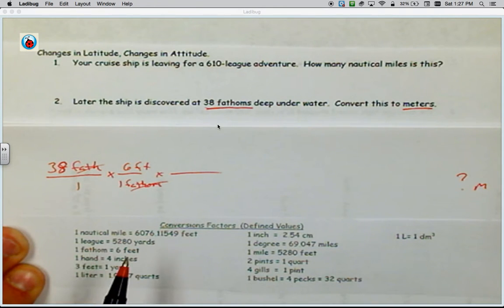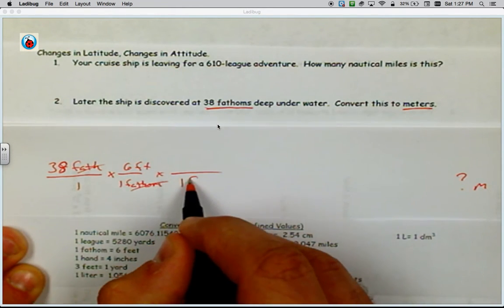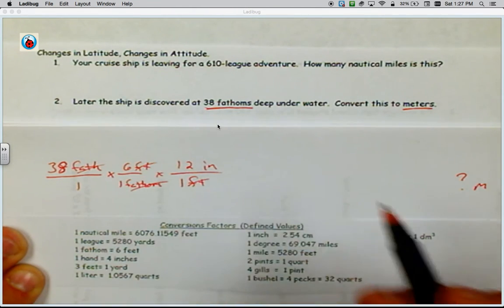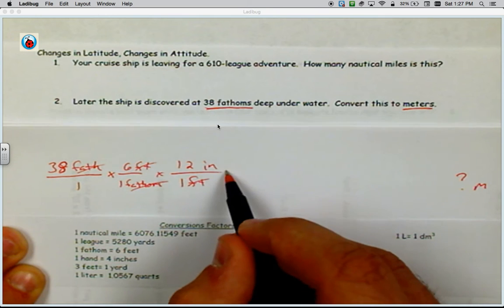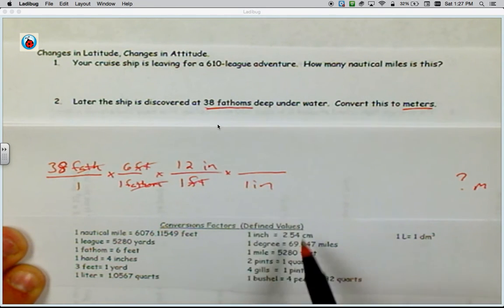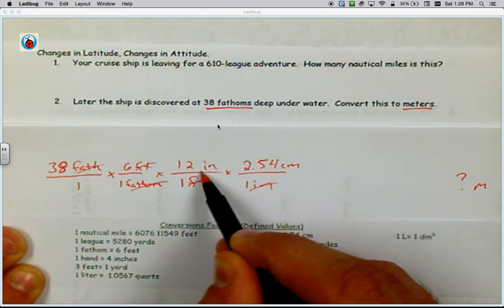We know that there's 12 inches in a foot, and we can see if we get to inches, we can get to centimeters, and centimeters has to do with meters. Nice. So, feet, we know 1 foot is 12 inches. The feet cancel. We're into inches. We know from our handy table that 1 inch on bottom is equal to 2.54 centimeters on top.